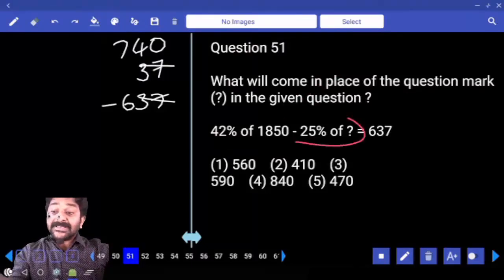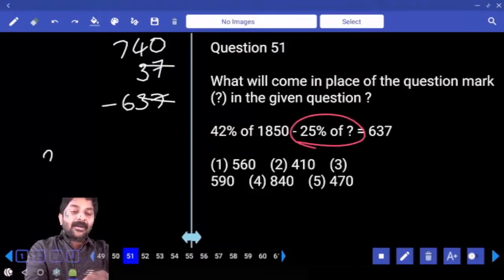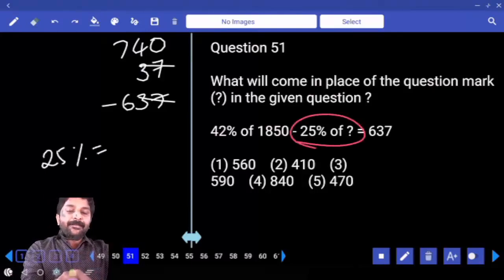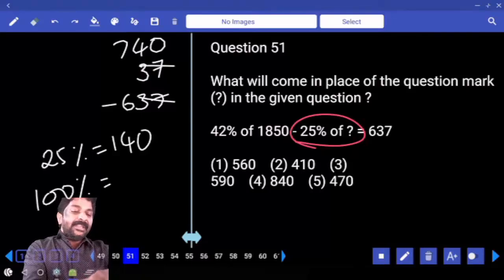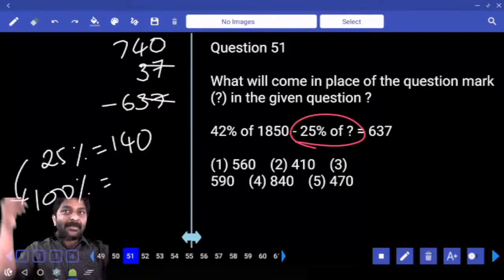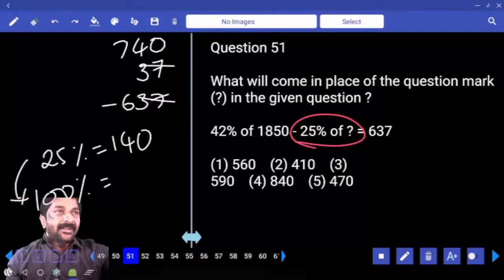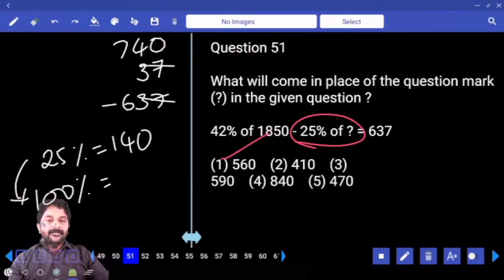140 is what percent? Come on. So if 25% is equal to 140, we have to calculate 100% only. That is 25%. Double double only. 140 double. 280 double. 560.